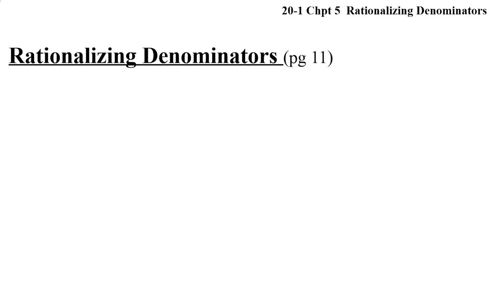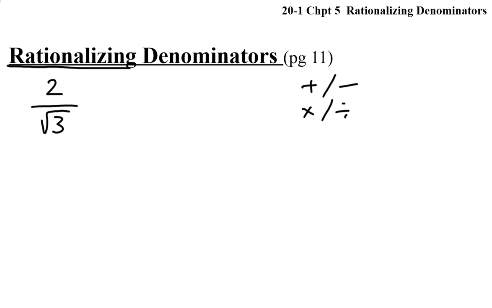This lesson, we are going to look at what's called rationalizing denominators. So we've spent some time adding and subtracting radicals. We've spent some time multiplying and dividing radicals. Well, rationalizing denominators is when you're looking at radicals, when you have a radical in a denominator, it's just not allowed.